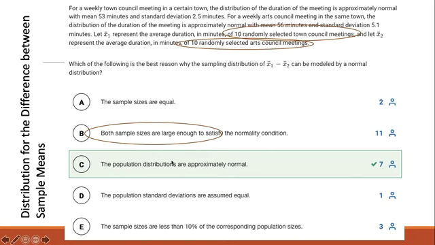The most commonly chosen wrong answer, and I understand why this was chosen, was B: people said that both sample sizes are large enough to satisfy the normality condition. Well, notice those sample sizes are not large enough to satisfy the normality condition, because if the populations were not normal, the normality condition would require sample sizes that exceed 30. But we don't have to worry about that condition. The truth is, we don't even have to check a normality condition because both the populations are already approximately normal. So the difference of the sample means is also approximately normal.